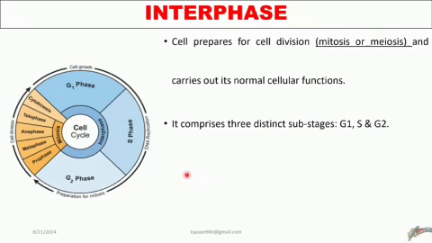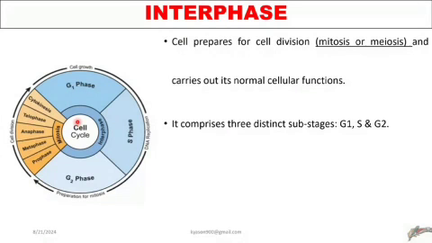What is interphase? Interphase is the preparatory stage, a stage that occurs to prepare a cell for division. It occurs both in cells that are going to undergo mitosis and in cells that are going to undergo meiosis. And during this interphase, as I've said, we have G1, S, and G2 phases or sub-stages. We have to identify the events that occur in G1, S, and G2. And after that, we shall look at what occurs in the M phase.